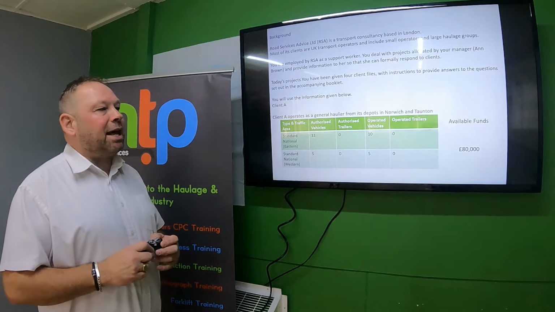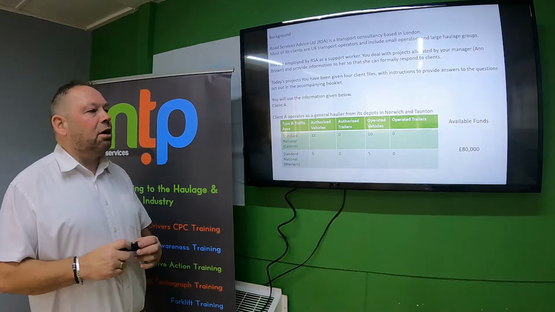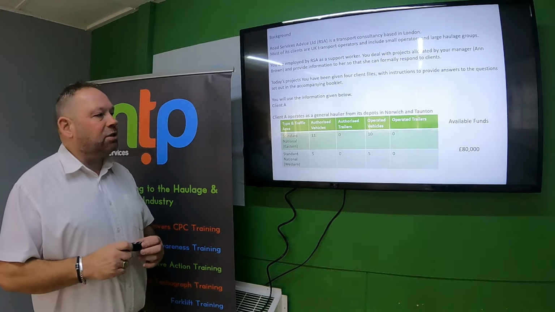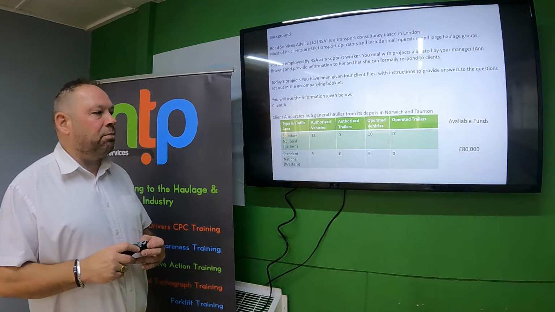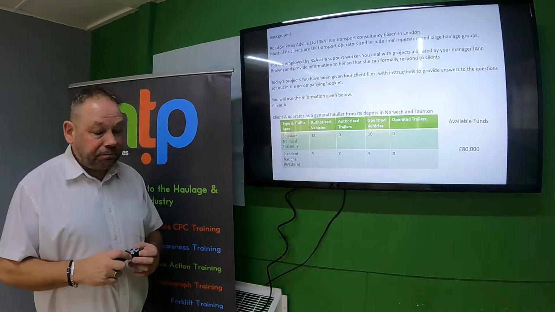You deal with projects allocated by your manager, Anne Brown, and provide information to her so that she can formally respond to clients. Today's projects: you have been given 4 client files with instructions to provide answers to the questions set out in the accompanying booklet. You will use the information given below.